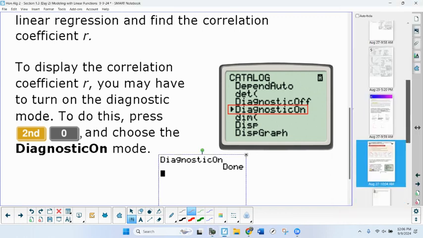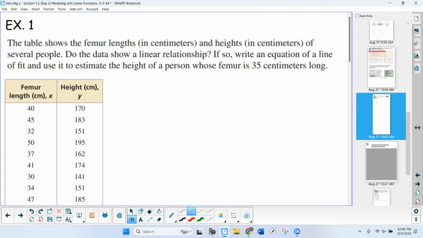So we're going to go back and look at our first example. Usually we only get through one of these, and that's okay. Your first example says the table shows the femur length in centimeters and the height in centimeters of several people.